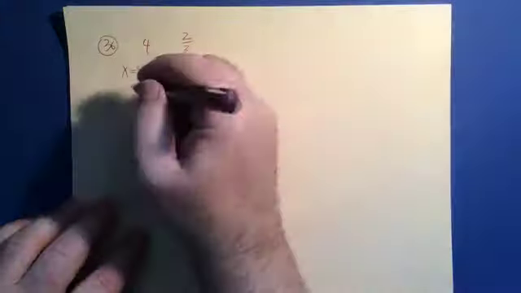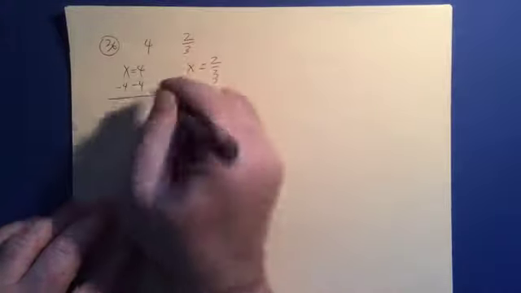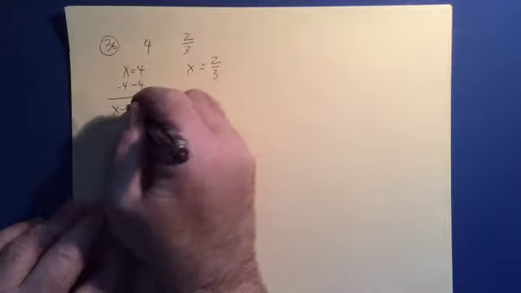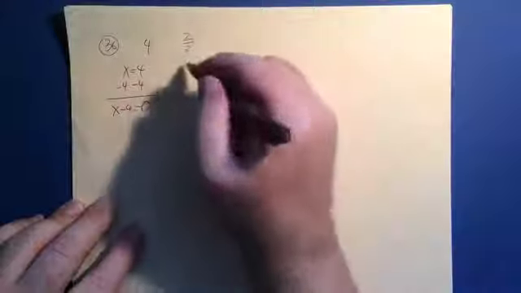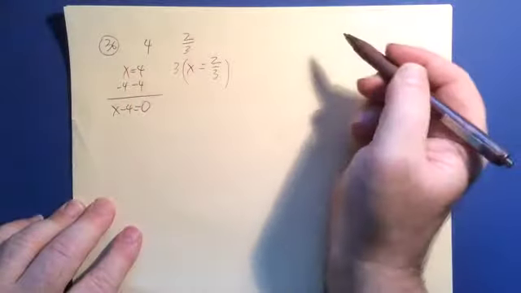So let's see how we can handle that. One thing I can do over here is to just subtract 4 from both sides, and I can get x minus 4 is equal to 0. But on this one here, what I'm going to do is multiply everything through by 3.